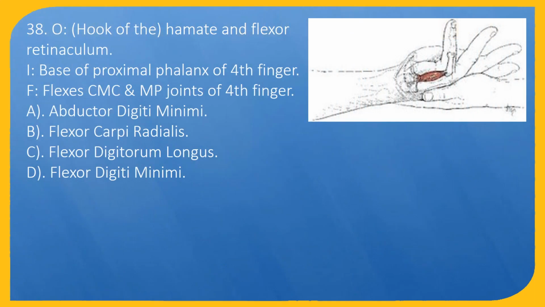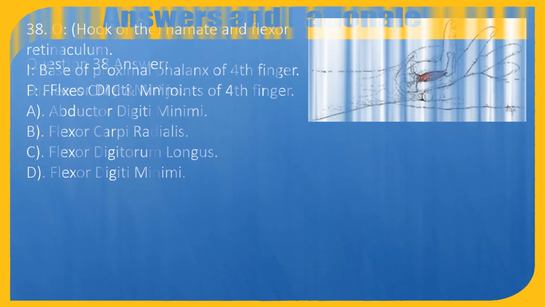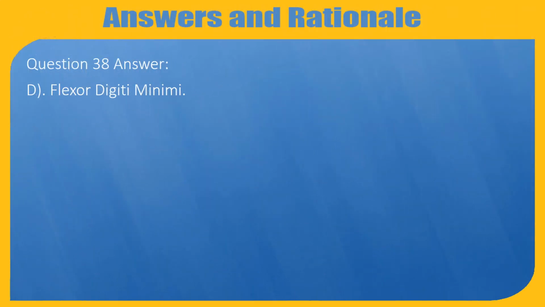Question 38. Origin: hook of the hamate and flexor retinaculum. Insertion: base of proximal phalanx of fourth finger. Function: flexes CMC and MP joints of fourth finger. A. Abductor digiti minimi. B. Flexor carpi radialis. C. Flexor digitorum longus. D. Flexor digiti minimi. Question 38, answer D. Flexor digiti minimi.